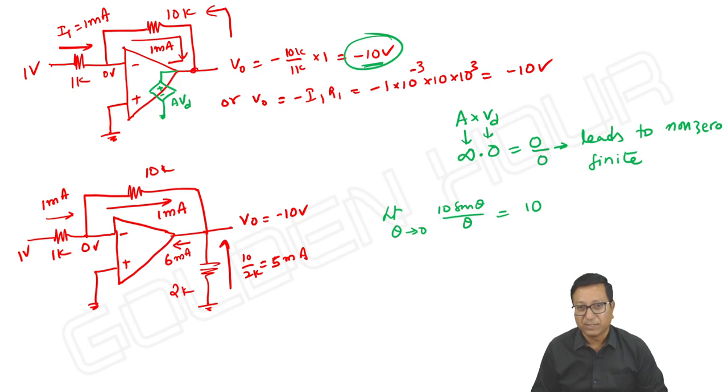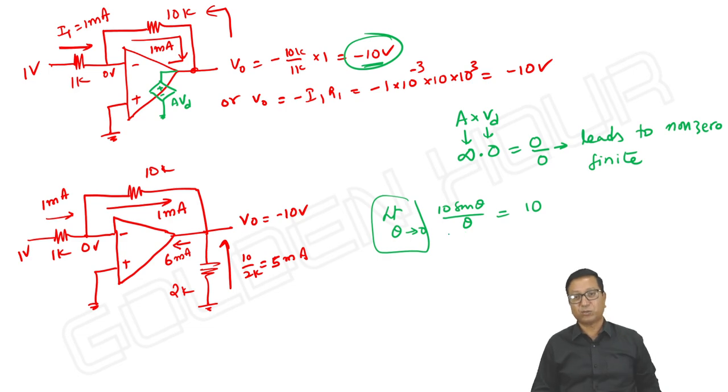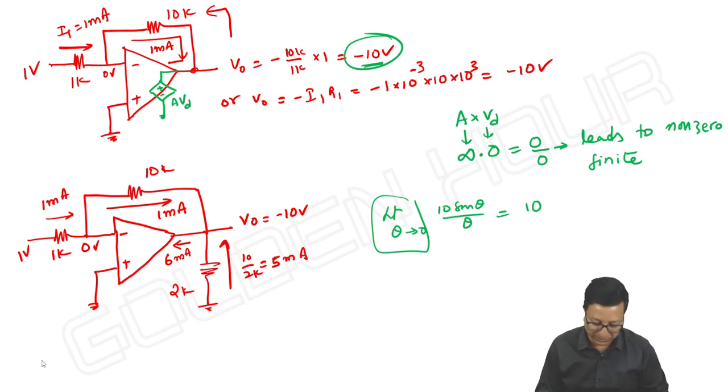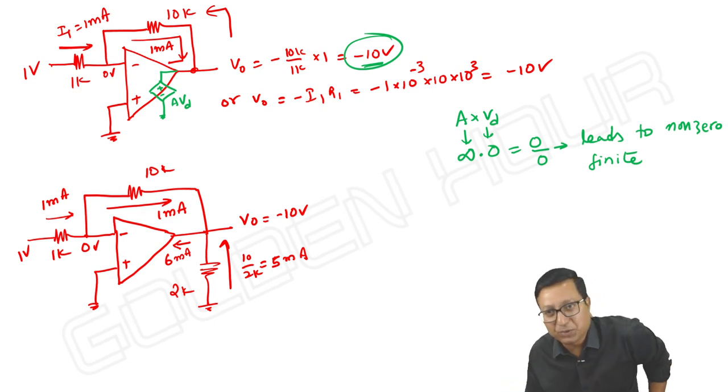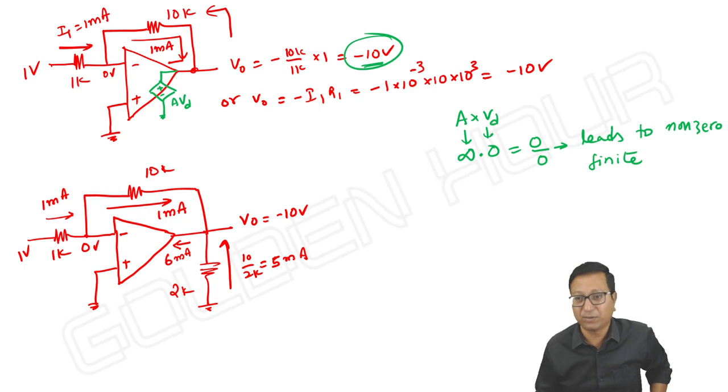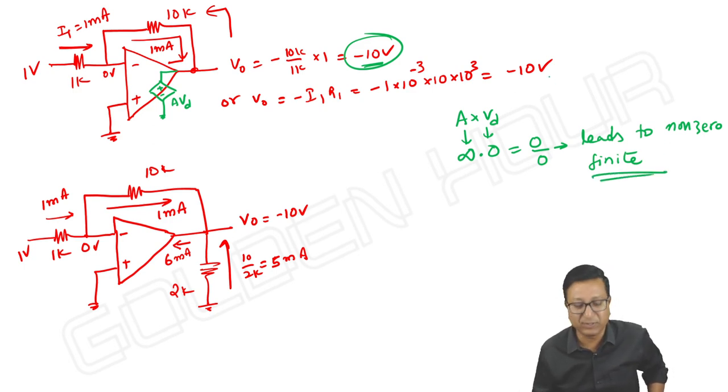Is it not so? Or if this limit is not there, what do we write? 0 by 0, it looks like, mathematically speaking. But it always leads to a non-zero finite value. That's what you can see here. You will get a finite value here. What is that value? It need not be positive. It can be even negative. What is that finite value? Minus 10 in this case.